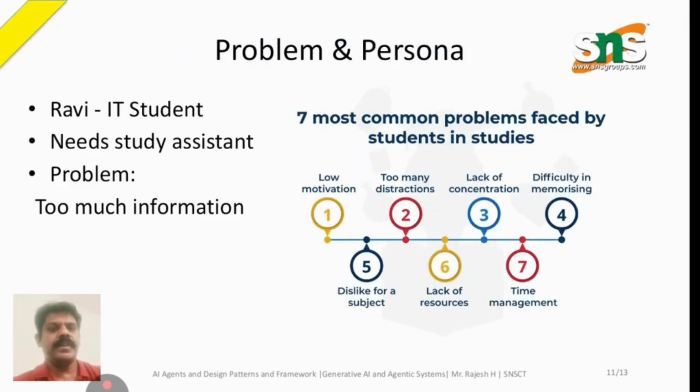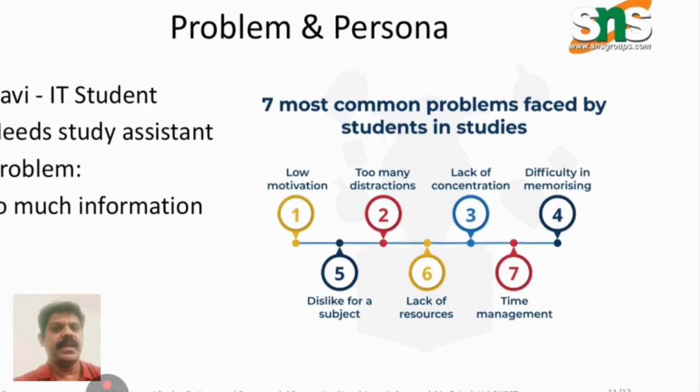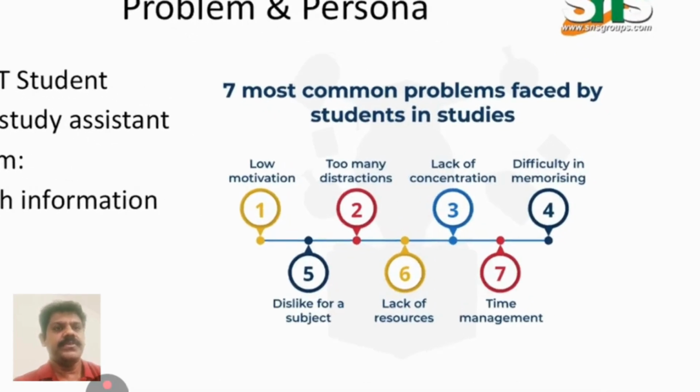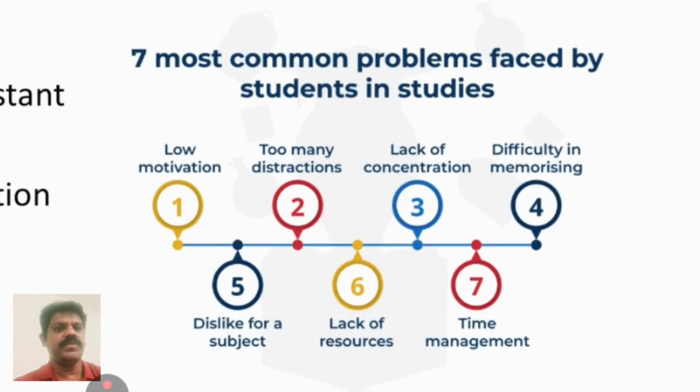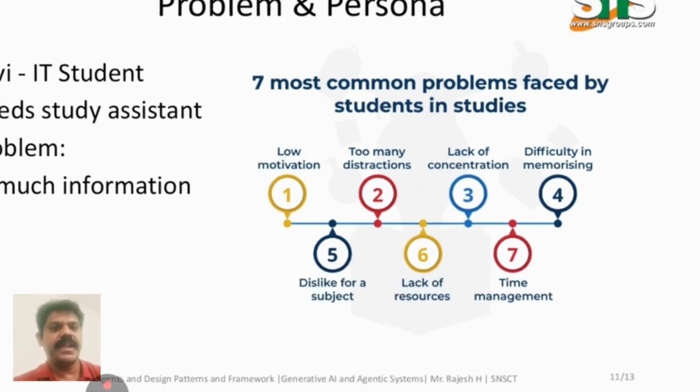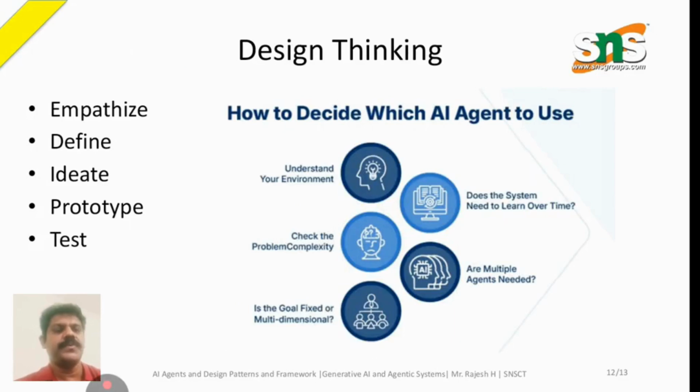So for the problem, we take empathy on the student, an IT student, who is facing a lack of issues in studies, like low motivation, too many distractions, and trouble with concentration. Also, he has difficulty memorizing things, and he dislikes the subjects. He finds a lack of resources and difficulty in time management. So with this problem, how can the agents be defined and ideated?